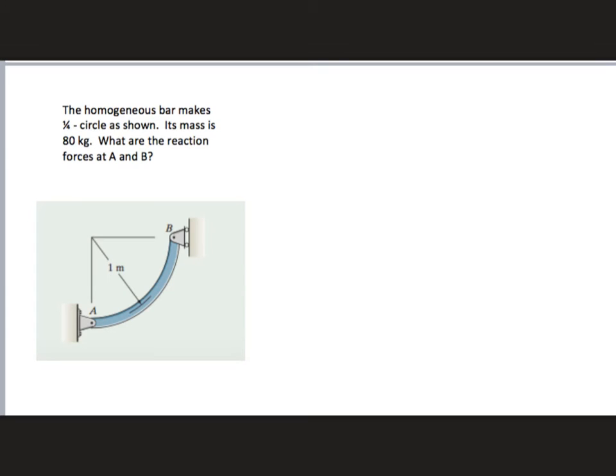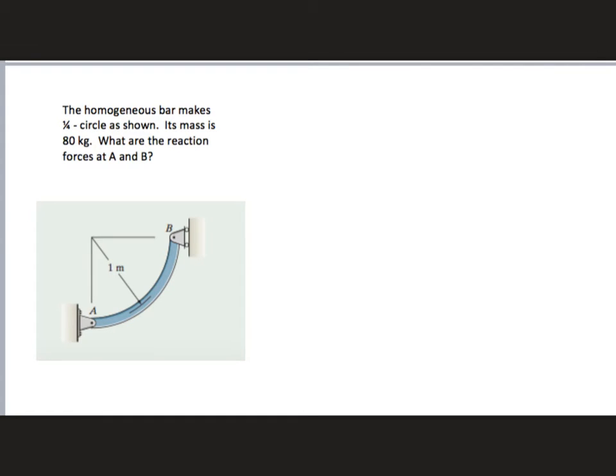This is basically the same problem that we had before, but instead of the bar being bent into an L shape, it's bent into this sort of circular shape. And so I have this circular shape, which is a quarter circle. It's fixed at point A. Again, we have the little rollers at B, so there's a horizontal force, but not a vertical force from the wall acting at point B. The bar is still 80 kilograms, and we want to know what are the reaction forces at A and B.